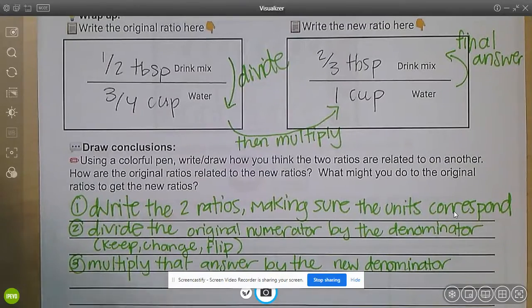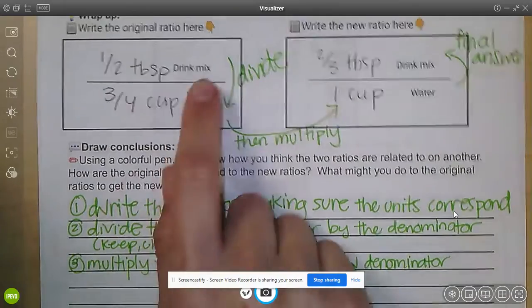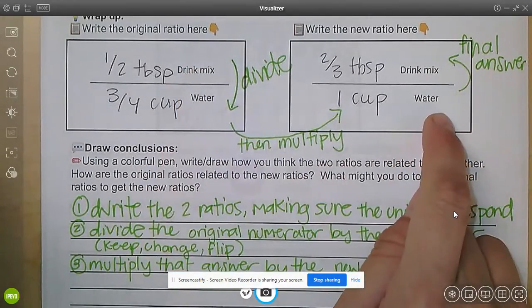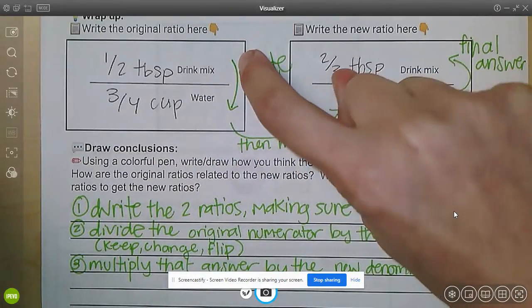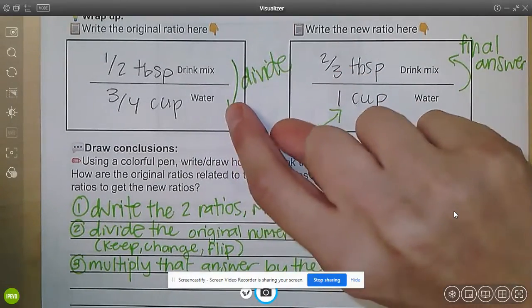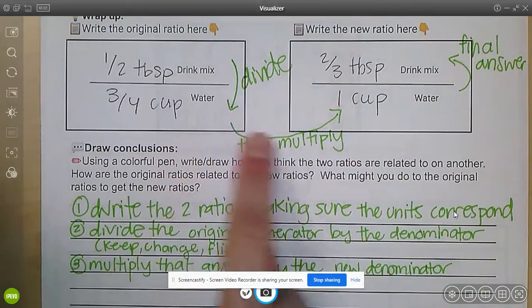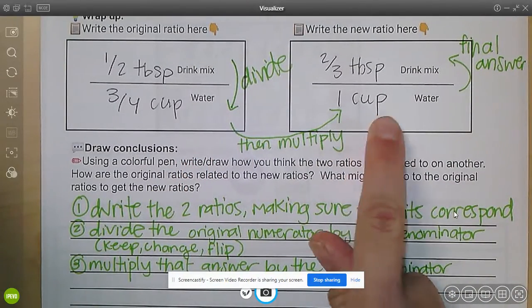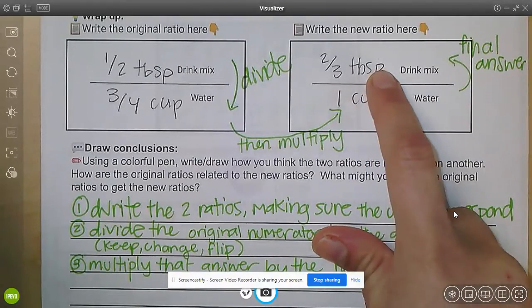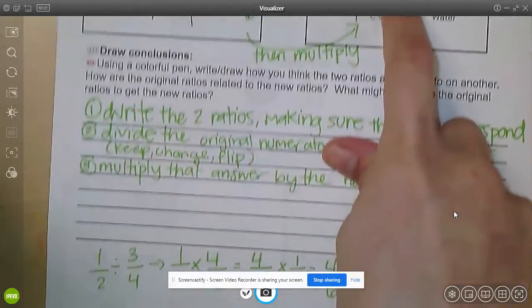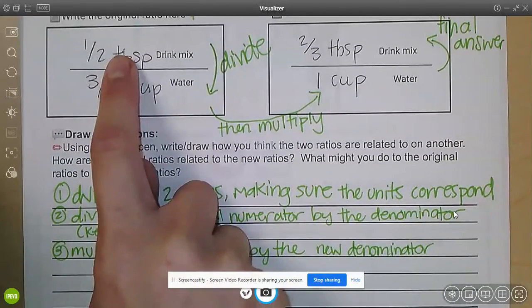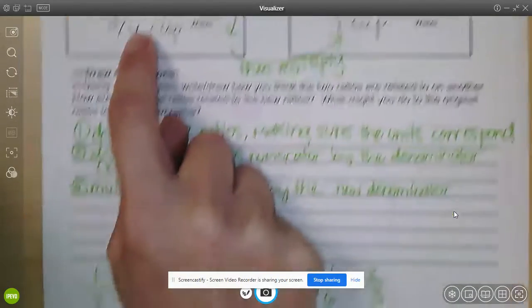Basically, another way to do this would be to write the 2 ratios, making sure that the units correspond. So drink mix with drink mix, and water with water. Divide the original numerator by the denominator using keep, change, flip, and then multiply that by the unit in the new ratio. That will give you your final answer. So I have shown those steps down here. I took the original numerator divided by the original denominator.